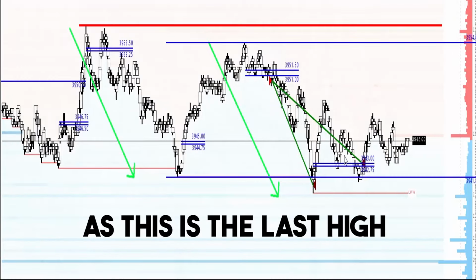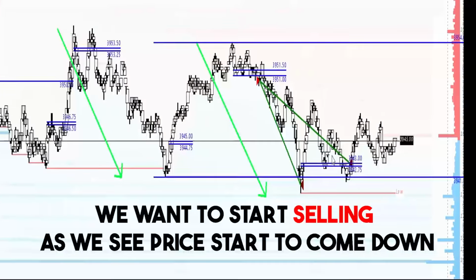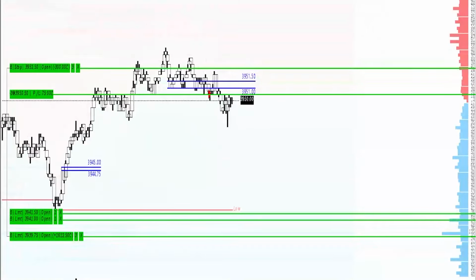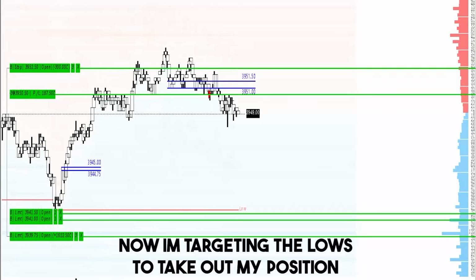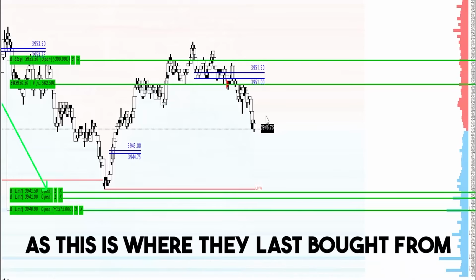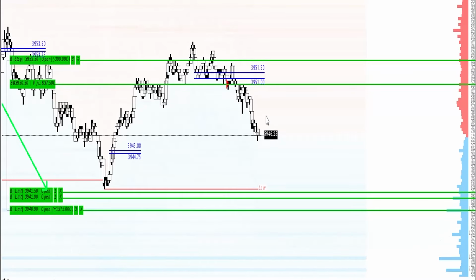As this is the last high, we want to start selling as we see price start to come down. Now I'm targeting the lows to take out my position, as this is where they last bought from.